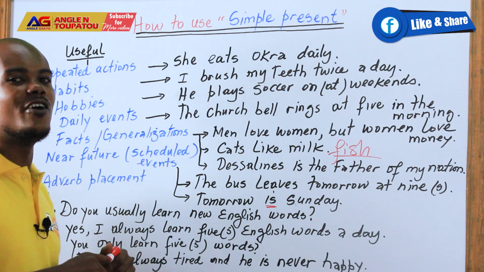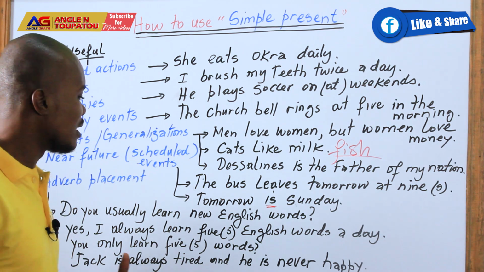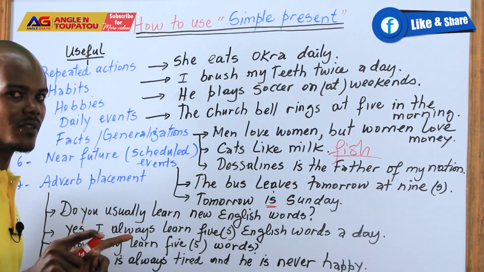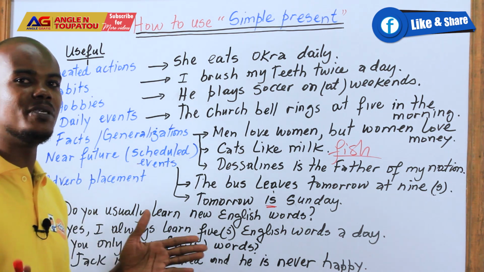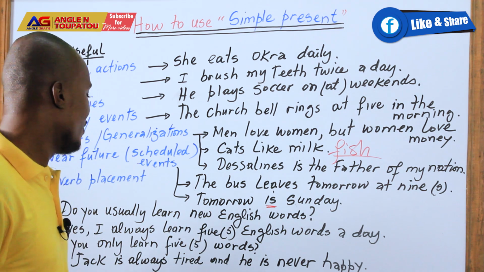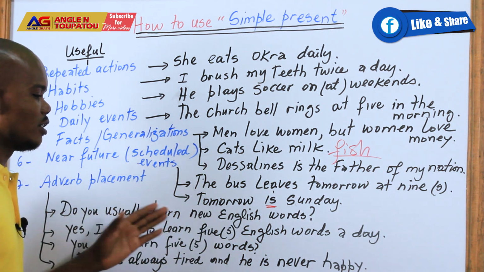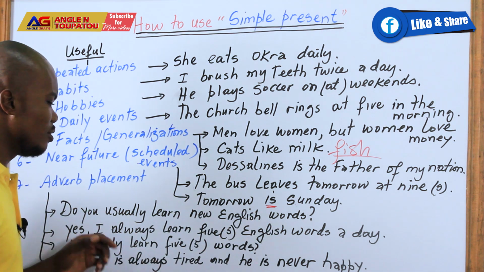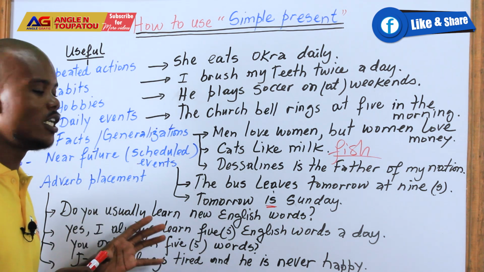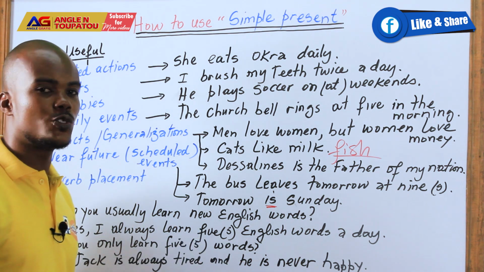But when I'm talking about ordinary verbs or the main verbs, regular and irregular verbs, the adverb can be between the subject and the main verb. You see, guys? For example, here this is a question. I say, do you usually learn new English words? Do you usually? But when talking fast, you say usually. Do you usually learn new English words?